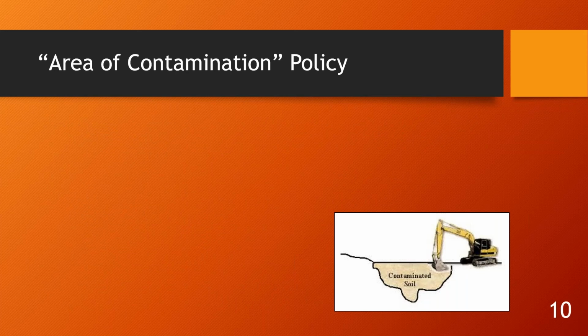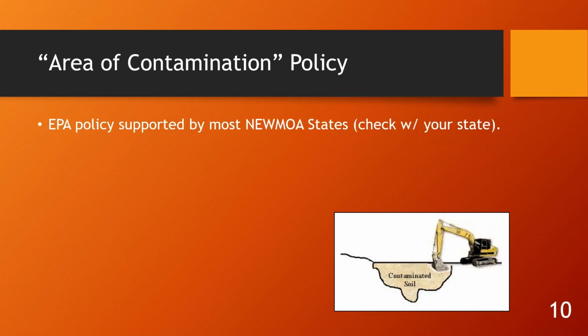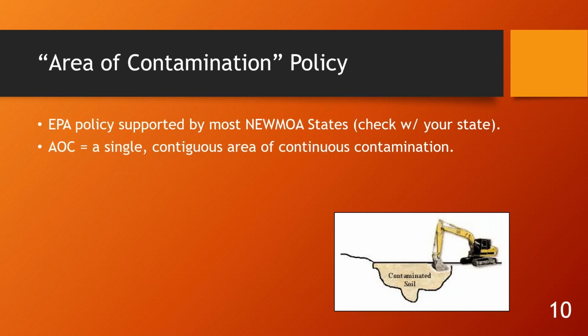Area of contamination is another important concept in remediation. Now in theory, like you see in this slide, you have a contaminated soil pile and it's all contiguous. So you know if a waste, where's my pointer? There it is. This is an EPA policy, but the New England states, Northeast states all follow it.